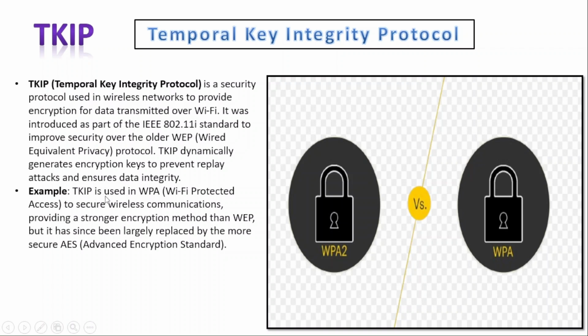Example, TKIP is used in WPA, that is Wi-Fi Protected Access, to secure wireless communications, providing a stronger encryption method than WEP, but it has since been largely replaced by the more secure AES, that is Advanced Encryption Standard.